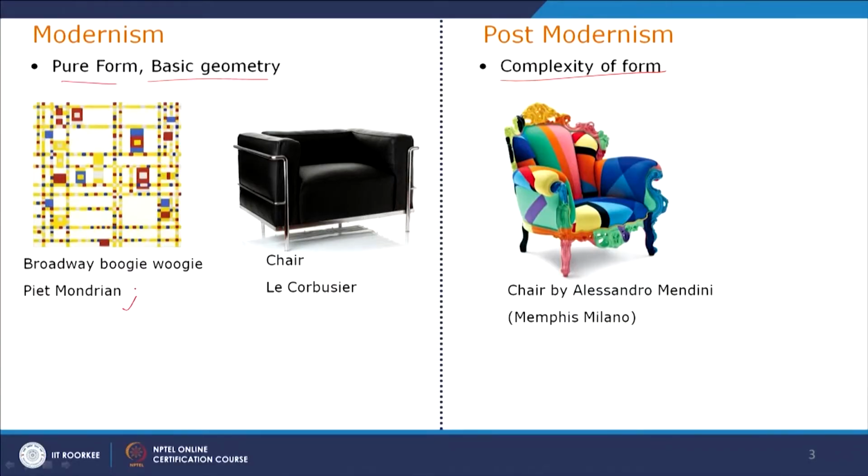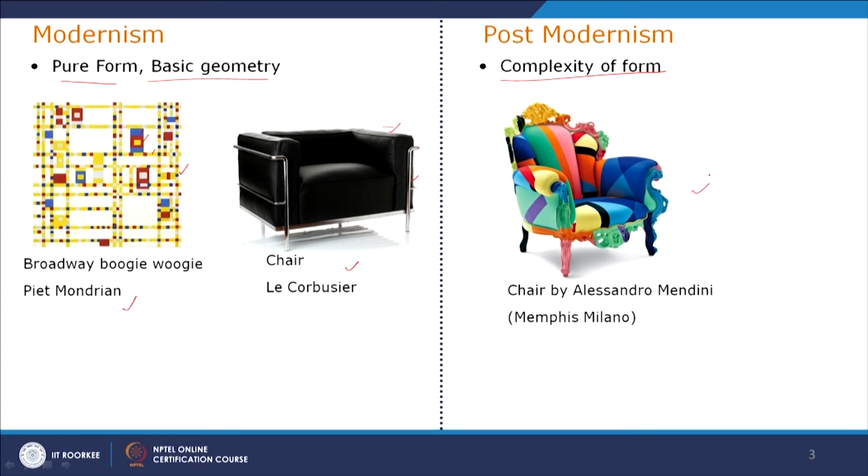Now, you remember that we discussed Broadway Boogie Woogie by Piet Mondrian, which was the De Stijl movement, and Le Corbusier's chair, which is an absolute rectangle, with pure material, and the achromatic color black used. And here you can see the primary colors, red, blue, and yellow, used, and it's an absolutely rectangular design, with only squares and rectangles in the composition.